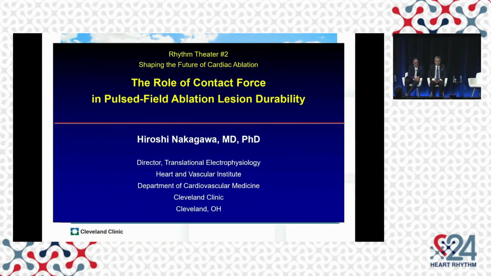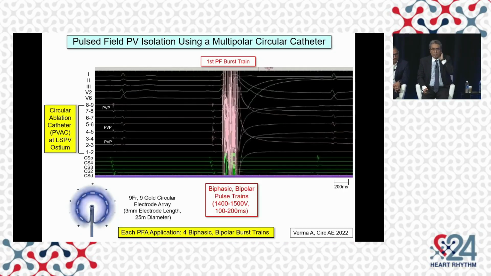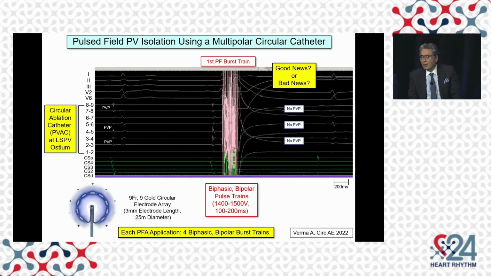All right, so I'm talking about the role of contact force in PFA ablation lesion durability. Here's the disclosure. Here is one of the multipolar circular PFA catheters, which is a 9 French with 9 gold electrodes. One application contains 4 burst trains. The first burst train eliminates all the potentials. Boom, all gone. This is usually the case. The question is, is it good news or bad news? That's what I'm going to talk about.